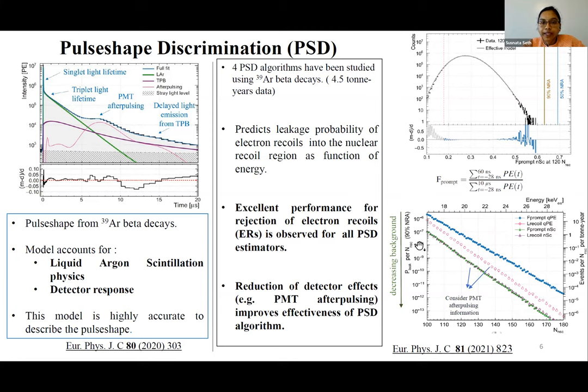Besides that, we also predict the leakage probability of electron recoil within the nuclear recoil region as a function of energy. And these are for the 4 PSD parameters. The 4 PSD parameters have excellent performance for rejection of electron recoils. Besides that, we also observed that reduction of detector effects like PMT afterpulsing will improve the effectiveness of the PSD algorithm we are using.